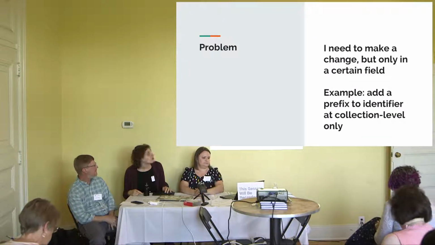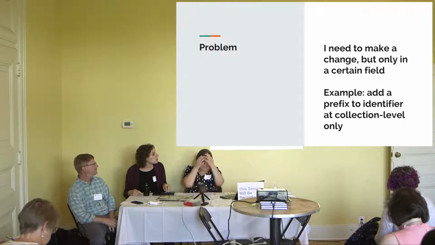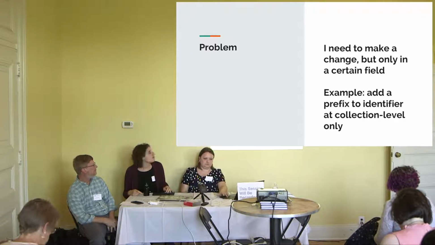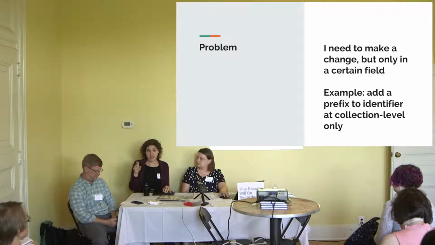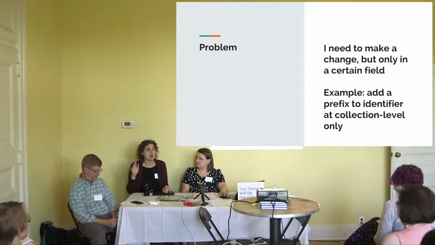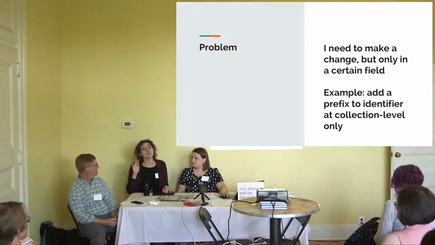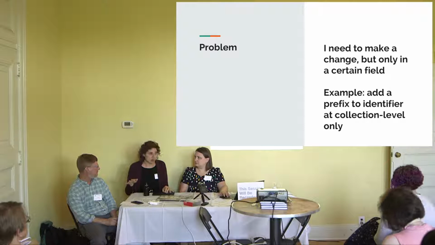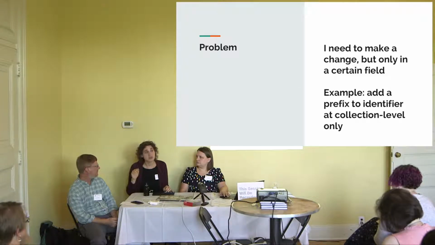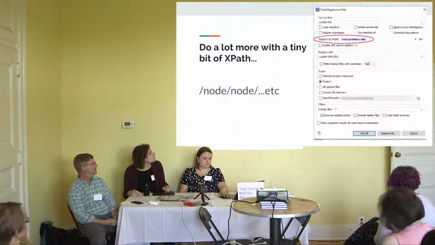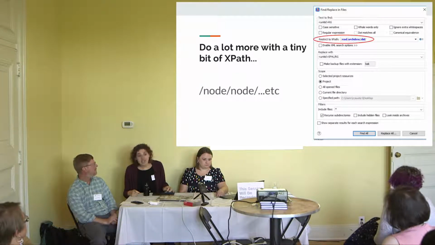Here's another example of a problem. I want to make a change, but only in a certain field. My example of this is our repositories decided that we were going to add a prefix to our identifiers for all our separate repositories. So now I have to add SFHL to the beginning of all of my call numbers, but only, here's the hitch, only at the collection level. So if I have like series 1, series 2, subseries A and B, I don't want to touch those, just at the collection level. So my solution here is a tiny bit of XPath.